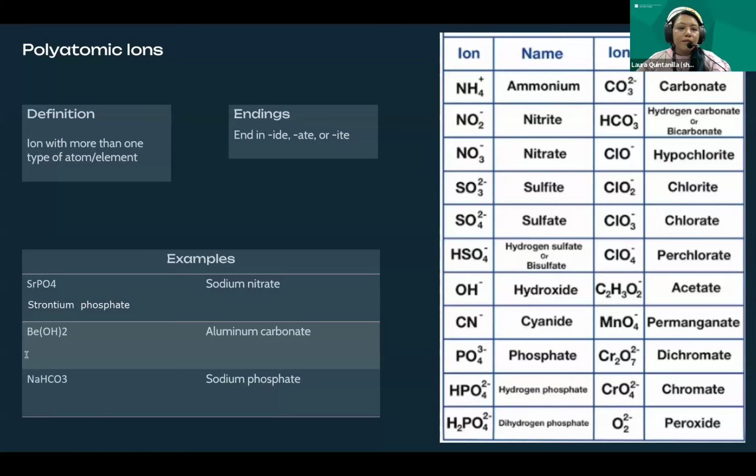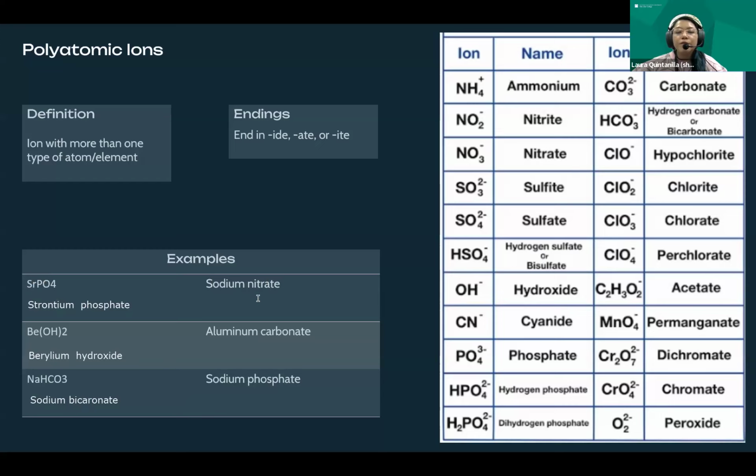All right, so this next one, Be, I believe Be is beryllium. And then OH, we look on the table, OH is hydroxide. So that's the formula, that's the name. And this last one, Na is sodium, and HCO3, that is bicarbonate. So Na will be sodium bicarbonate. Okay, so that was going from formula to name.